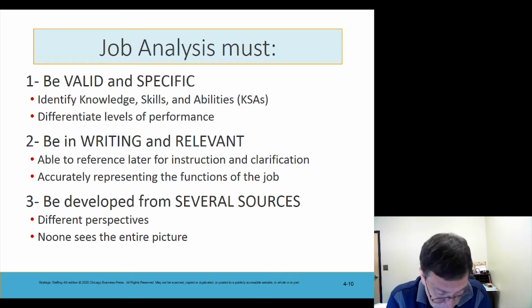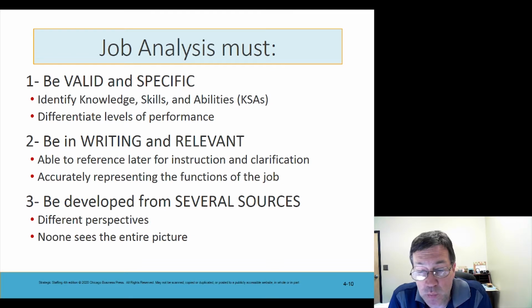Job analysis, also number 2, needs to be in writing and it needs to be relevant. It does us no good to go through this process of a job analysis if we don't write it down and we don't put it in a filing cabinet somewhere that we can pull back out later. So as we do this process, we make our notes, we create this document, we store it somewhere for future reference. And it's got to be relevant.